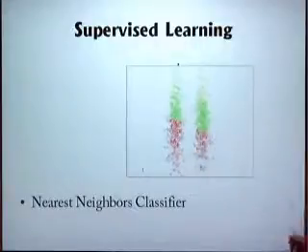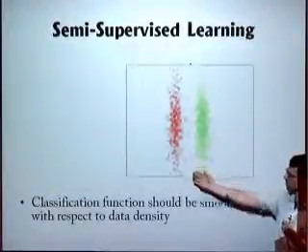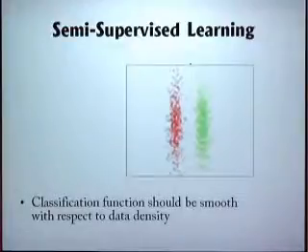And you can see it's a perfectly reasonable thing to do, but it somehow doesn't respect the density of the data. And in semi-supervised learning, what you would like is for the labels to propagate smoothly through the density, so that the resulting labels do accurately reflect the structure of the data that you have.